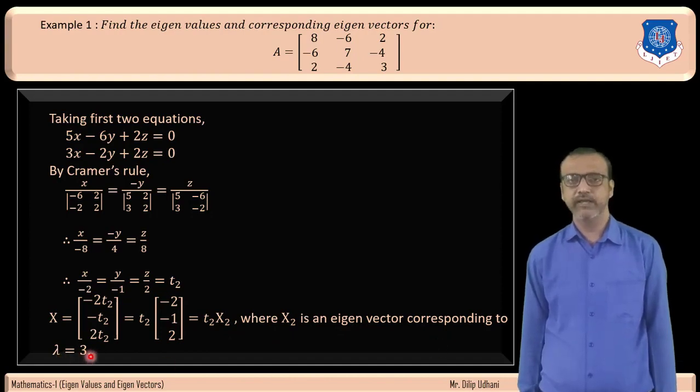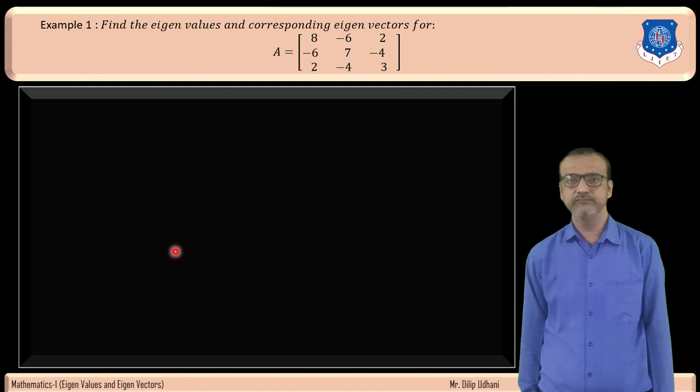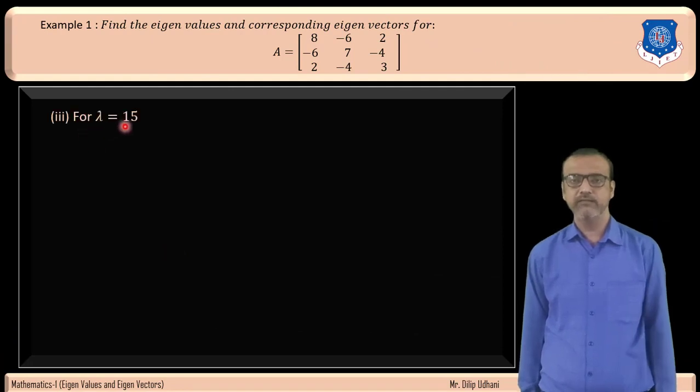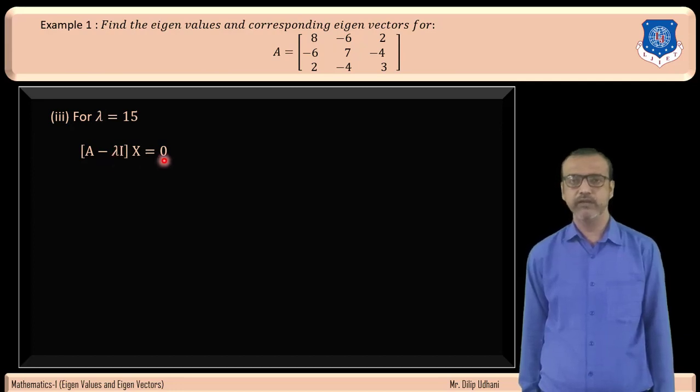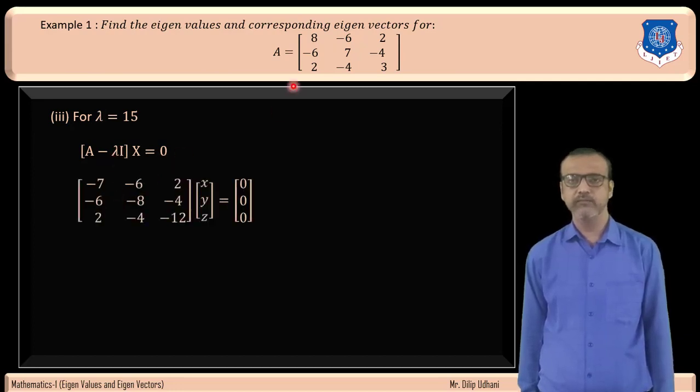Now we will find an eigenvector for lambda equals 15. (A minus lambda I) X equals 0. Subtracting 15 from the principal diagonal elements, we have 8 minus 15 is minus 7, 7 minus 15 is minus 8, 3 minus 15 is minus 12, remaining entries will be as they are, and capital X is x, y, z, and that is equal to the zero matrix.